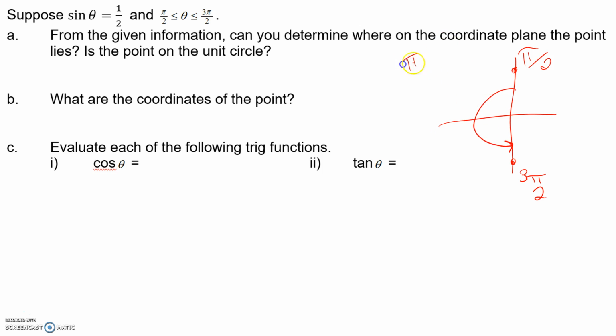So in this quadrant, quadrant 2, I know that I have negative, positive. And in quadrant 3 down here, I know I have negative, negative. Well, sine is y. Sine is my y value, and so it's positive, which means it has to be in quadrant 2. So I know that it has to lie in quadrant 2. And so then I look at it, okay, it's 1/2.